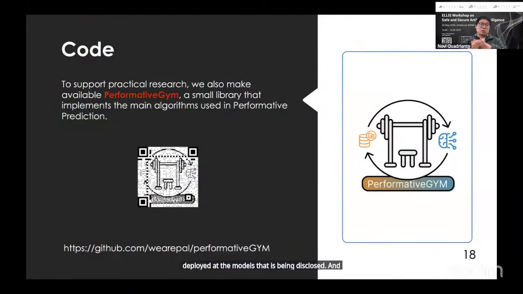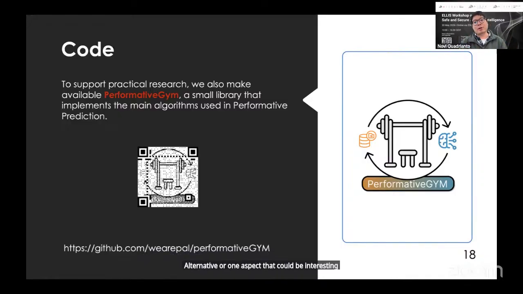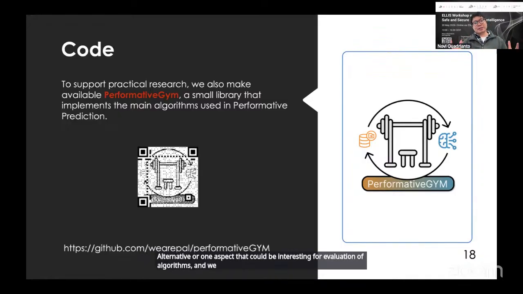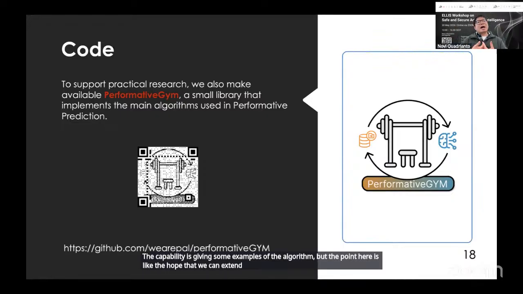And just to sum up, we hope that some of you might think that performative prediction is one alternative, or one aspect, that could be interesting for the evaluation of algorithms. And we try to provide this performative gym, which, in terms of capability, gives some examples of algorithms, but the point here is the hope that we can extend together some of the mechanisms of some of the distribution maps.